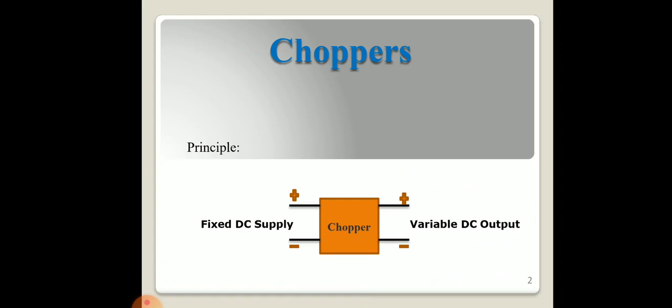in which we use only the DC link to convert the fixed DC supply into a variable DC voltage. Another is the AC link chopper, in which we convert fixed DC voltage into AC, and the AC voltage is fed to a transformer to obtain the desired level, and then again we convert the AC voltage into DC. So it is called an AC link chopper.